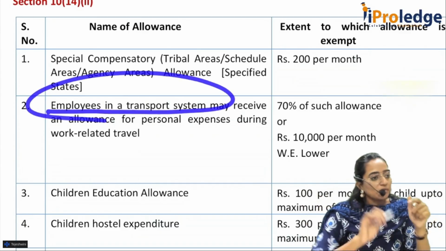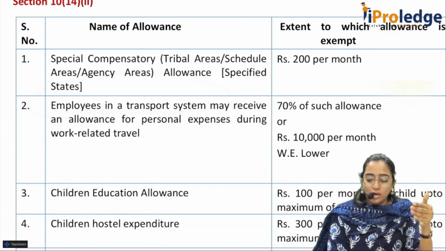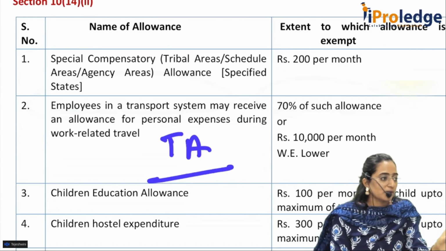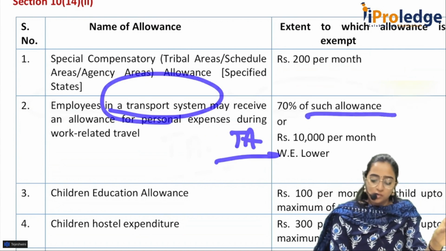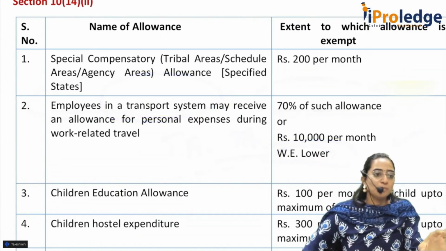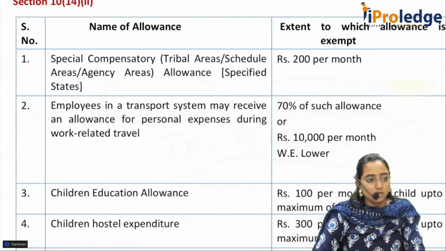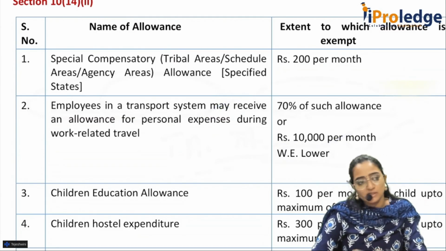Now these employees in the transport system spend half of their life in the truck, traveling from one place to another. For transport employees only, you will have a transport allowance. Whatever transport allowance is given to transport system employees, 70% of such amount or 10,000 per month, whichever is lower. Intelligent people, they have said 70% of such allowance, but still it is going to be 10,000 per month, whichever is lower. Cunning people only. They might have received some 30,000, 40,000 as transport allowance, but again it is kept at 10,000 per month, whichever is lower.